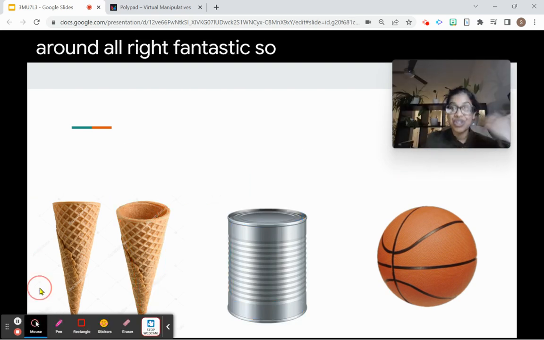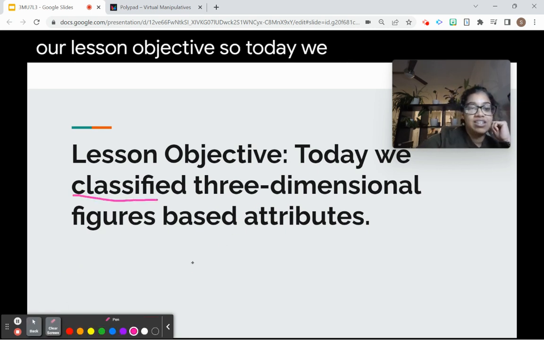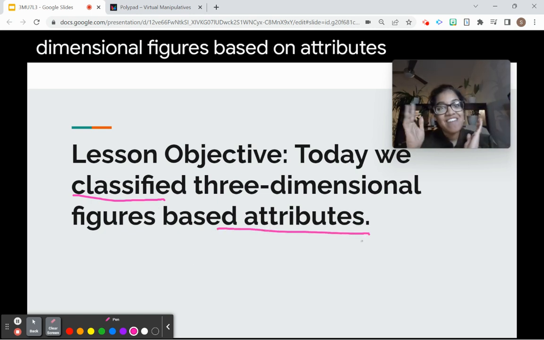So let's go ahead and review our lesson objective. So today we classified three-dimensional figures based on attributes. All right, fantastic.